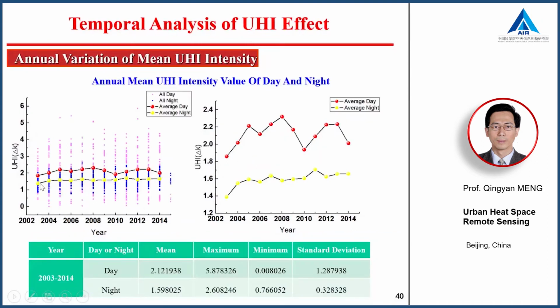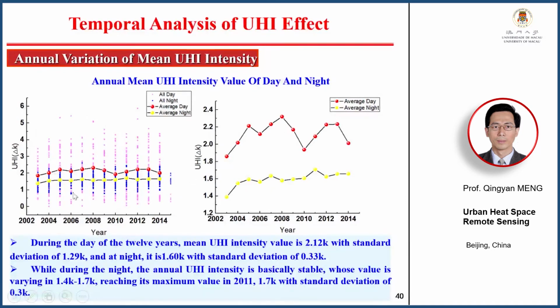Okay, this is also some change of the annual mean urban heat island intensity value of the day and night. Just like it. Yeah, you can see during the day of the 12 years, the mean UHI intensity value is 2.12K. At night, it's like this.